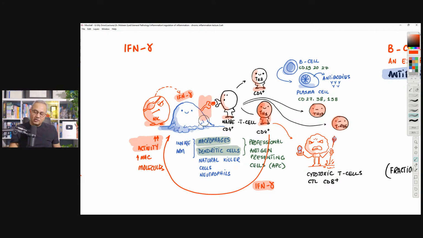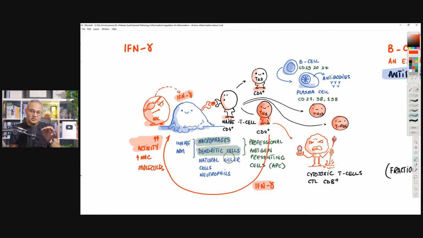MHC2 are these molecules with which an innate arm cell presents the antigen to an acquired cell. So if they are presenting more antigens, the inflammatory reaction will be more. So interferon gamma is an important upregulator of the immune system.